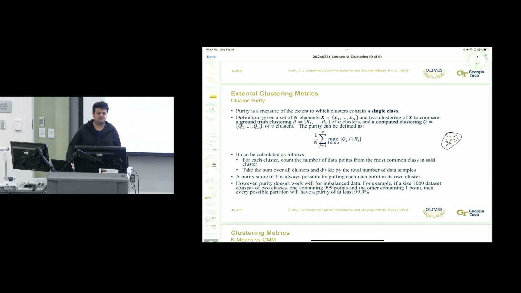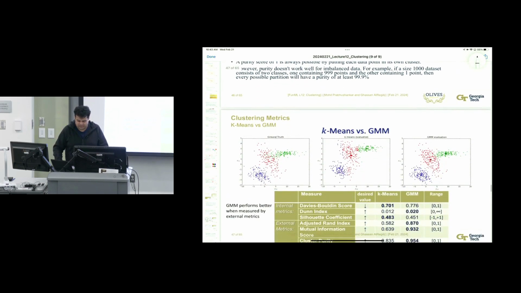But again, cluster purity has the issue that whenever there's imbalanced data, it's very hard to justify using something like this because sometimes anomalous data are important. So cluster purity completely underestimates that anomalous data and just uses all existing data points.